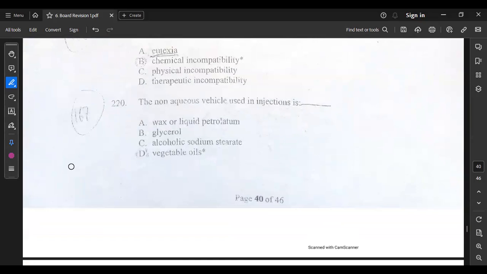Question 20. The non-aqueous vehicle used in injections is vegetable oils. Okay. Can we go to the next one?